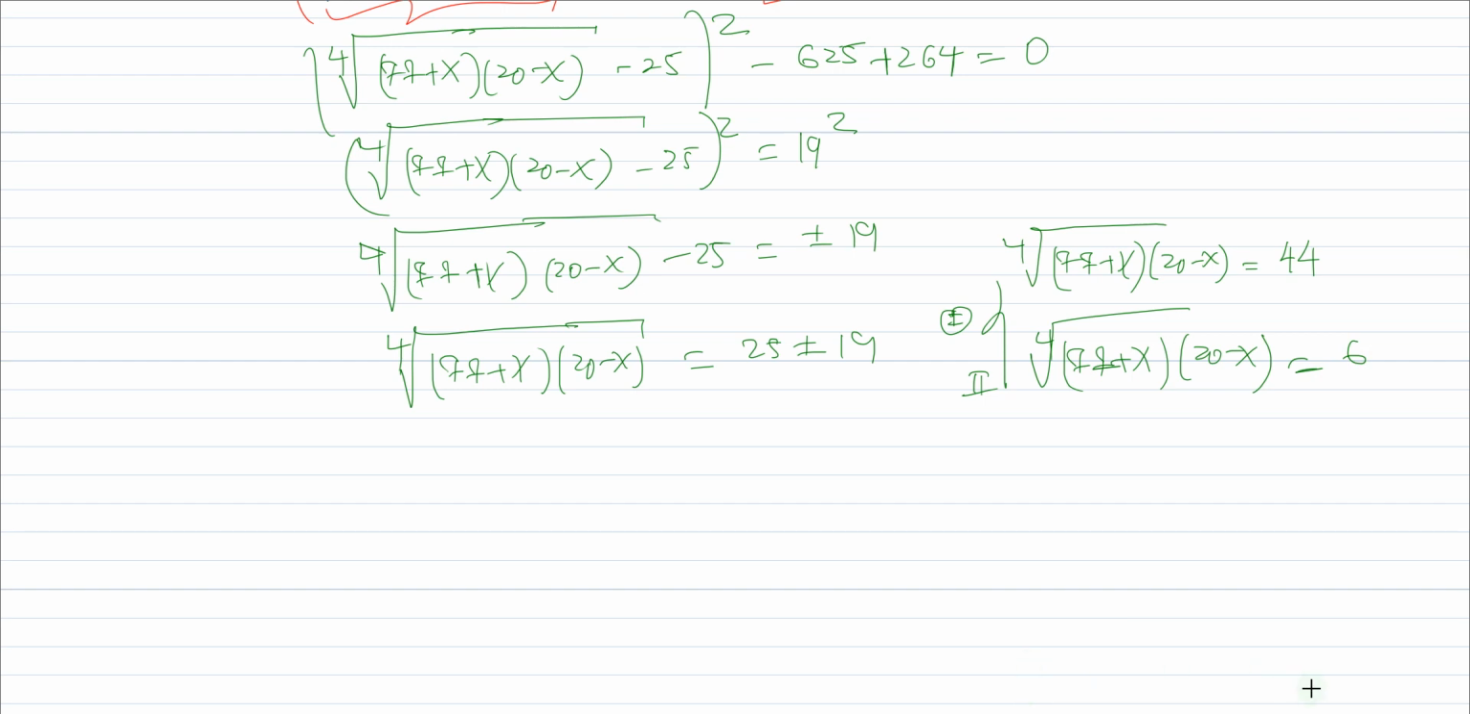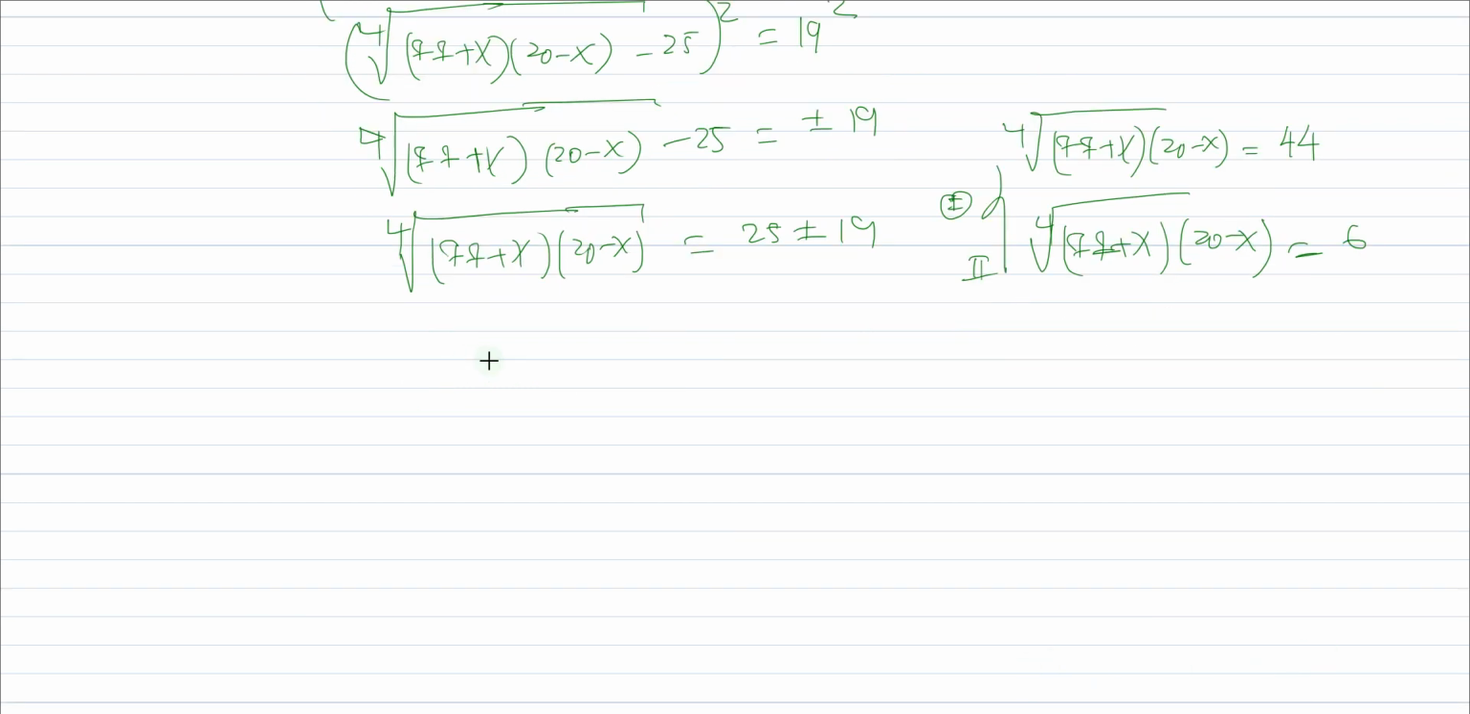Okay, so now it means that we can solve our equation, the first one and the second one. Let's start from the second one, because I believe that our real solutions are going to come from here. So now, let me change the color to blue, we're going to have (77 + x)(20 − x), and then this is going to be 6. So I'm going to take all to the power of 4.